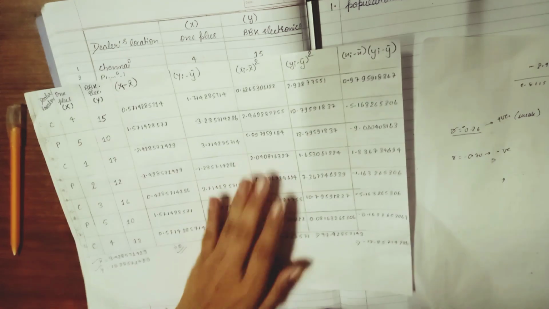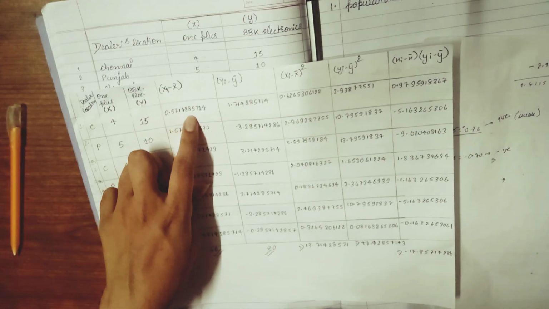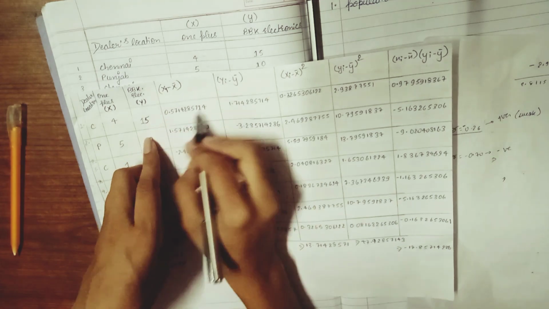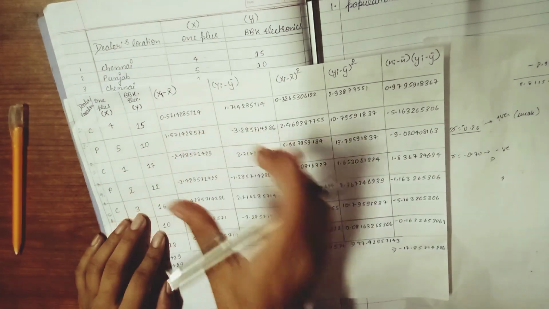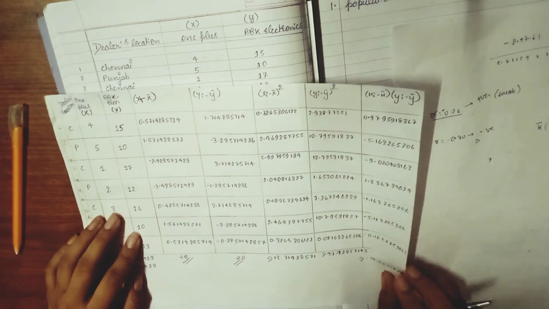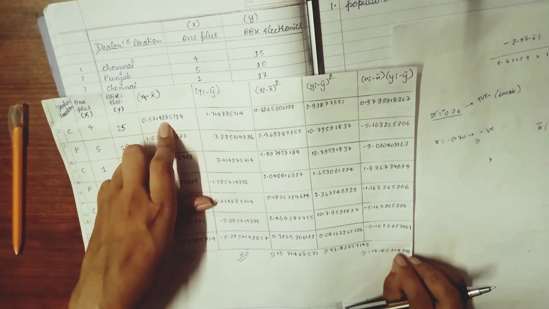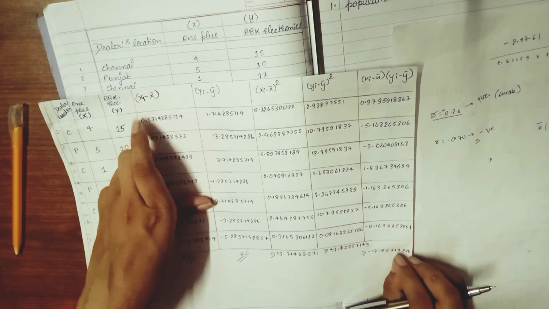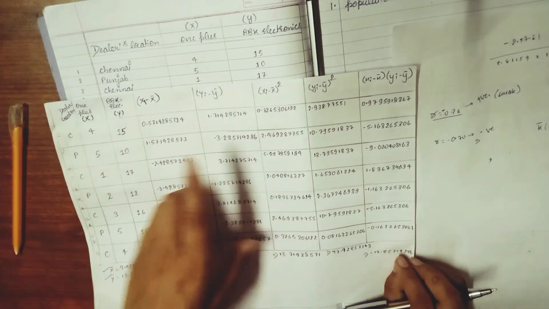Next step is to find xi minus x bar whole square. We have xi minus x bar. For the first one, we can see it's 0.57148, whatever it is written. So we just have to do the square. What does square mean? We just have to multiply the same term with itself. When a term is multiplied with itself, it becomes the square. So we just have to multiply it, or we can do the square directly. So we'll get this as the result.